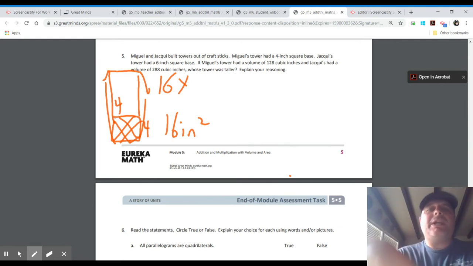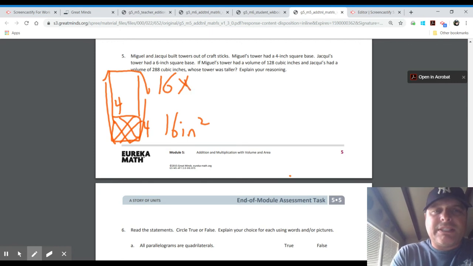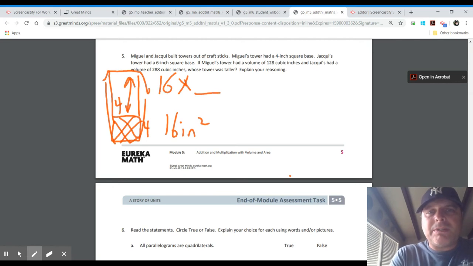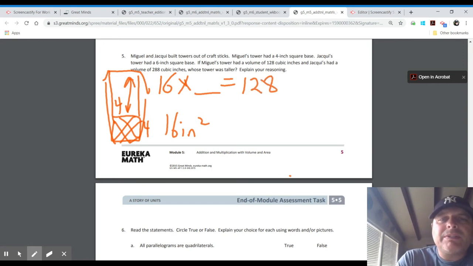Sorry, everybody. So we have 16. Now, 16 times a height. We don't know what the height is, but we multiply it by some mystery number, and it gives us 128. Okay, so 16 times some number will give us 128. Now, you can undo this by dividing 16 into 128. So let's do that. 16 into 128.